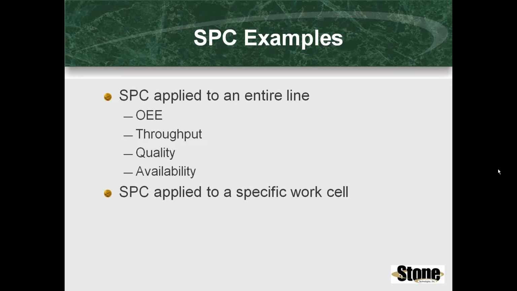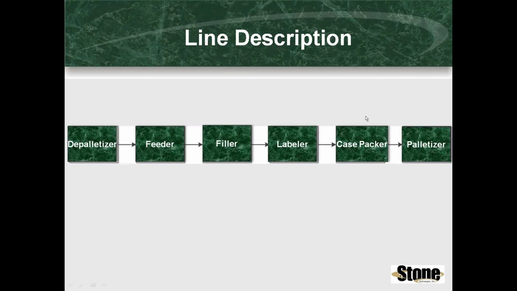And that packaging line is arranged as the depalletizer, a feeder, a filler, a labeler, a case packer, and a palletizer. This is a real line from a real customer with real data for one shift. The names of the pieces of equipment have been changed. The only one that is the accurate piece of equipment is the filler.